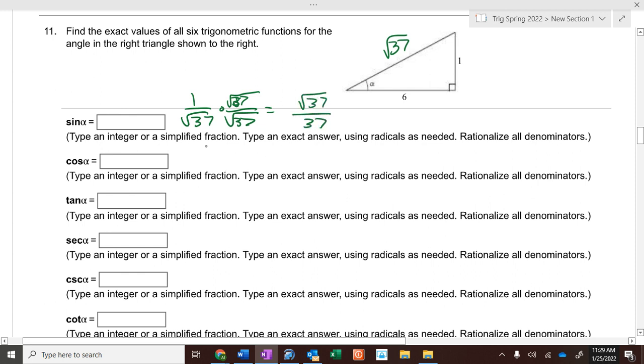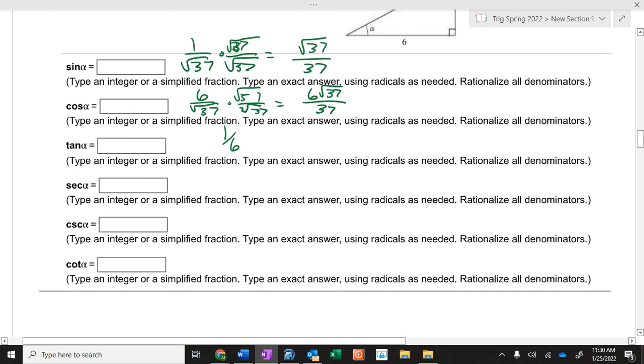What's cosine of alpha? Adjacent over hypotenuse. 6 over square root of 37. Can't leave square root of 37 on the bottom. So it's 6 square root of 37 over 37. Tangent. Opposite over adjacent, 1/6. Secant.